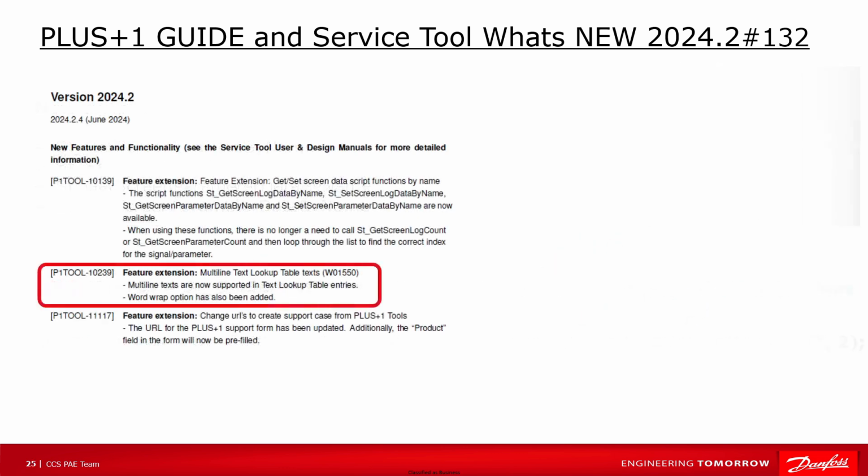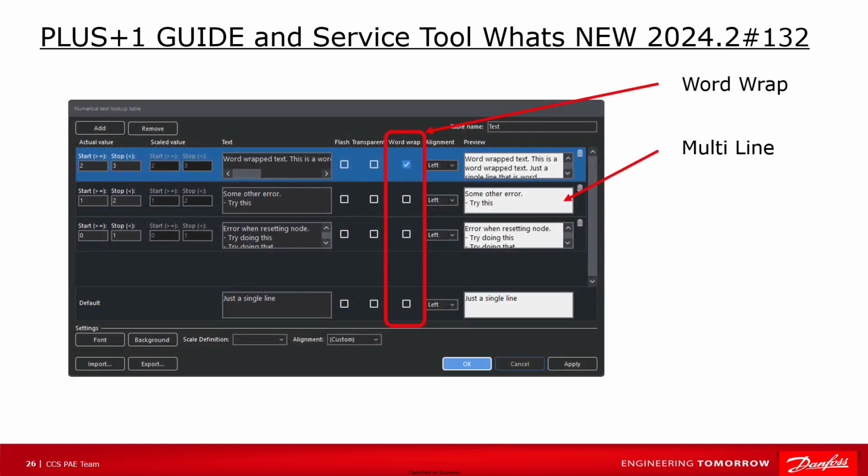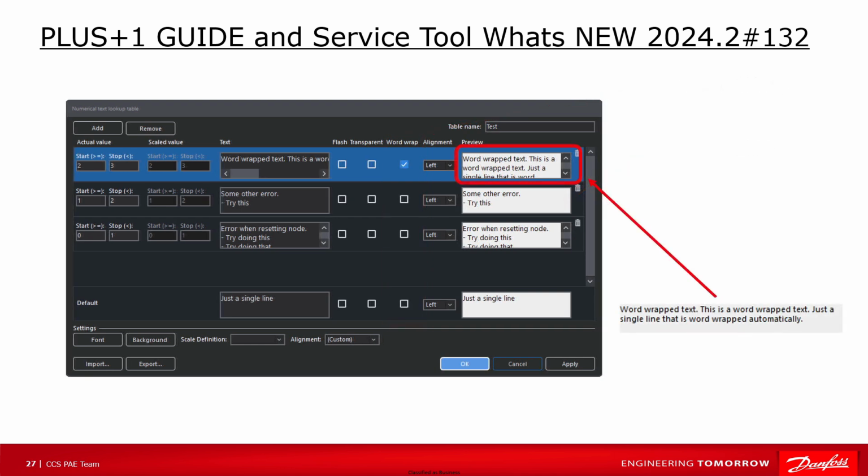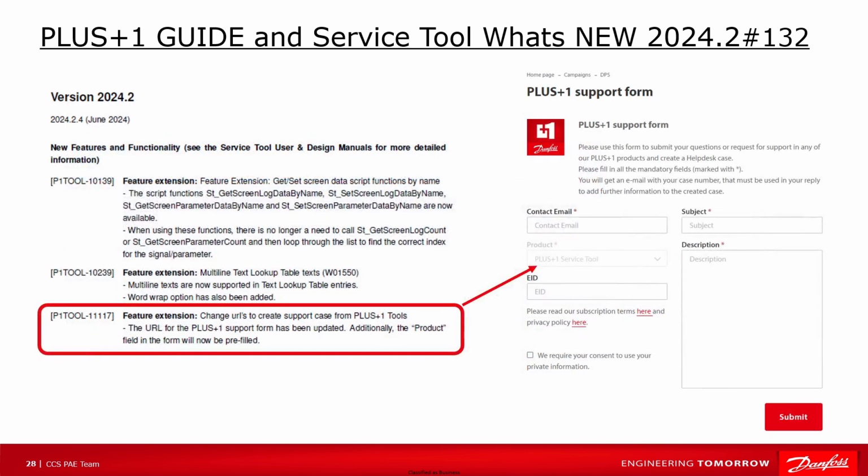Next small extension took place in the text lookup table, which now supports multi-line text, and also word wrap option for text lookup table entries. The lookup table text now supports these multi-line edit fields for the text entries, and you can see this new word wrap setting as well. In preview, I have this long text, which is one line text, and using the word wrap, it will be shown like this. And finally, the URL for the +1 support form has been updated, what I just mentioned.